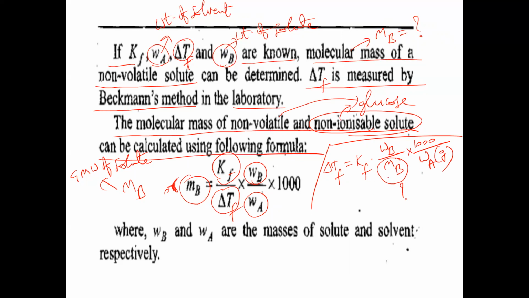So that is the formula here. This formula is derived from this only, where WB and WA are the masses or weights of solute and solvent respectively. B is for solute and A is for solvent.